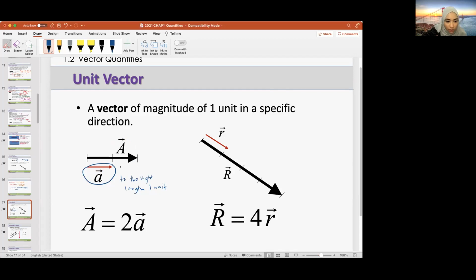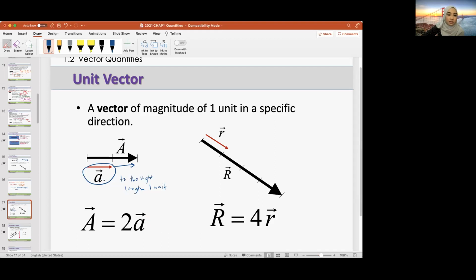So I can see that, okay, if I want to define capital A in terms of small a, I need to have two small a's to make the capital A. So I can define vector capital A is equal to 2 small a vector. Okay, so that is it. So why is it possible to define it like this? Because capital A with small a has the same direction. So that's why I can define it like this.